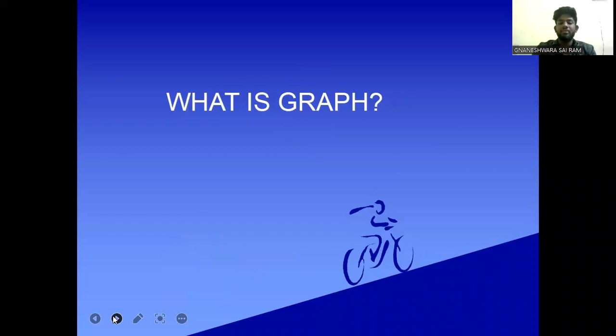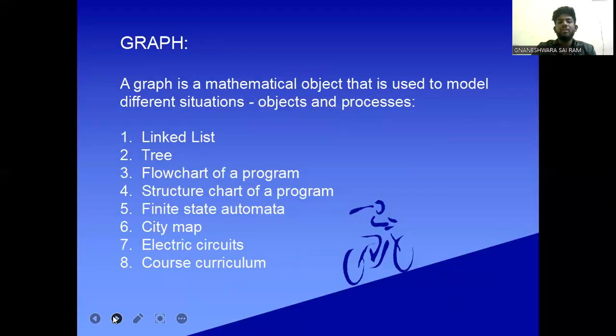Graphs. What is a graph? A graph is a mathematical object that is used to model different situations of the same process, like linked list, trees, flowchart of a program, structure chart of a program, finite state automaton, city map, electrical circuit, course curve.